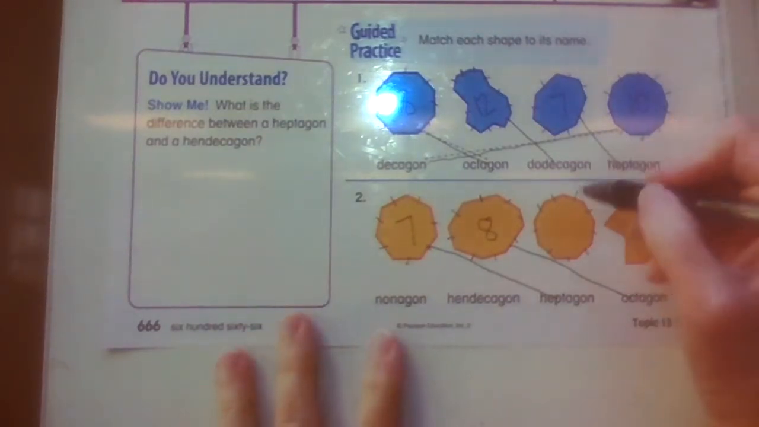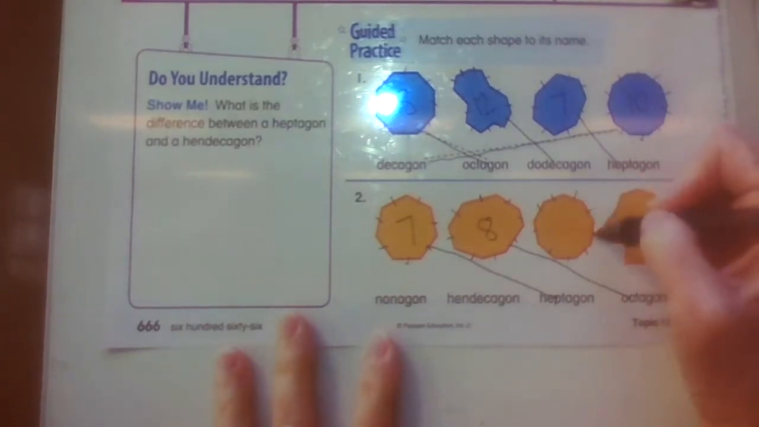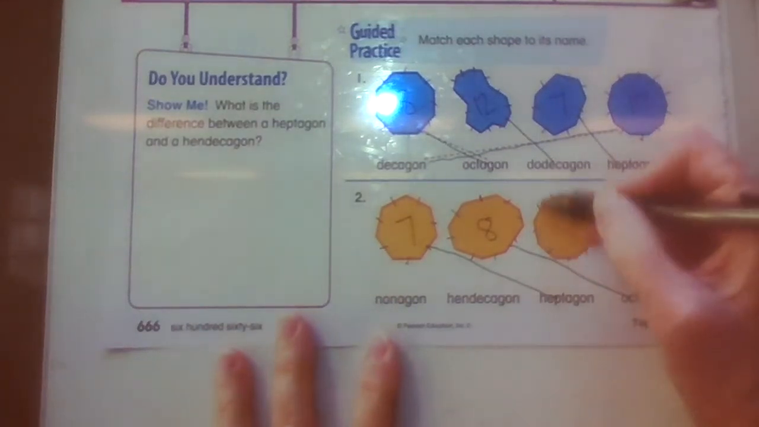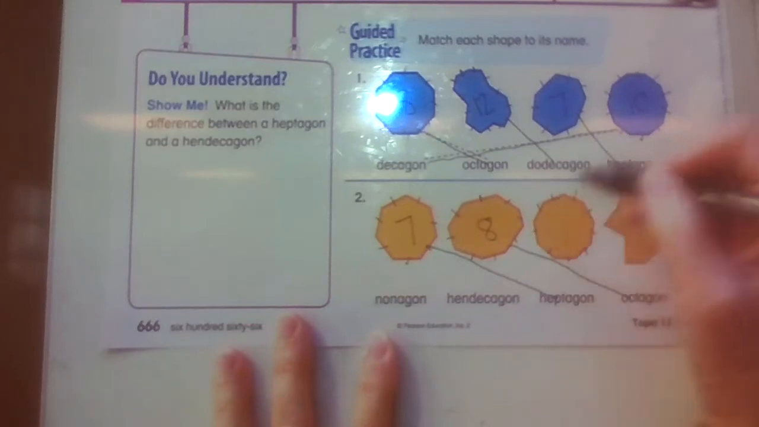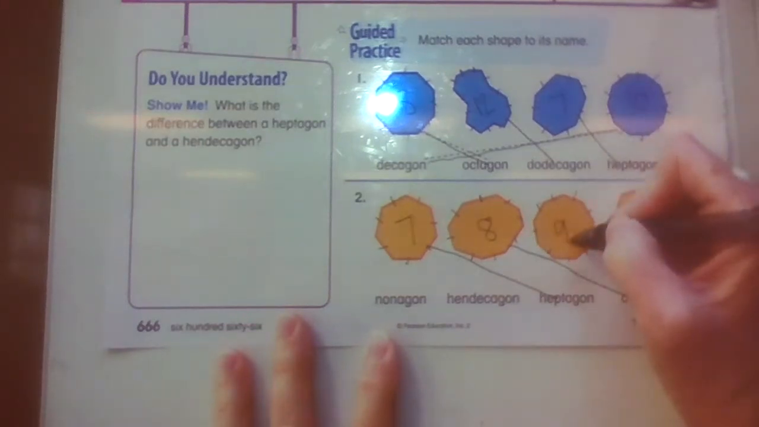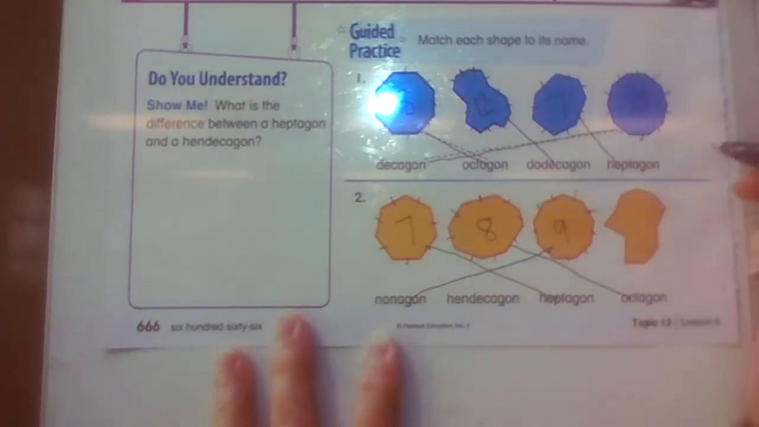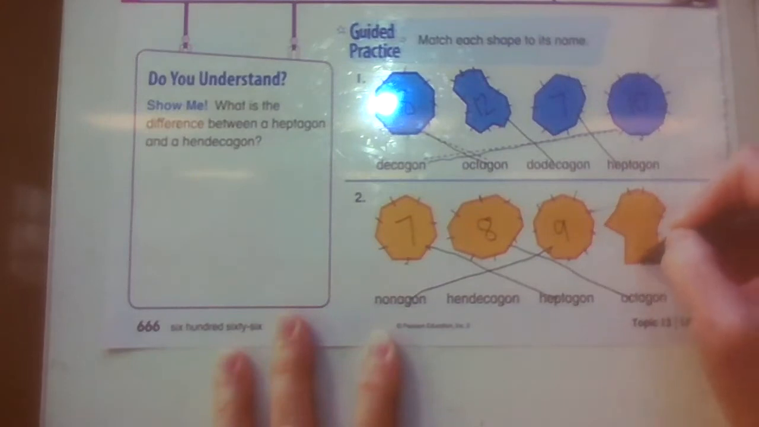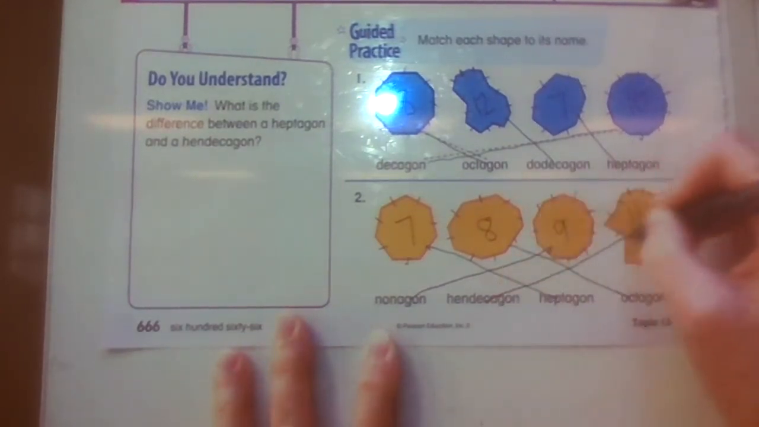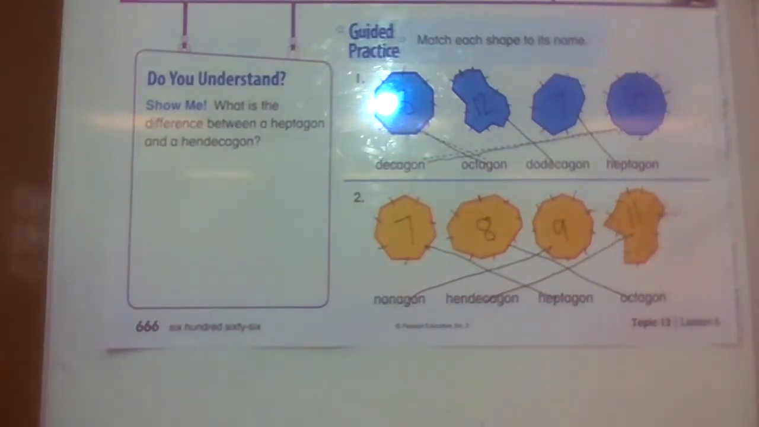All right, so when we count this one, 1, 2, 3, 4, 5, 6, 7, 8, 9, that would be a nonagon. And then we would do 1, 2, 3, 4, 5, 6, 7, 8, 9, 10, 11. And that is your hendecagon. All right, so that is exactly what that should look like.